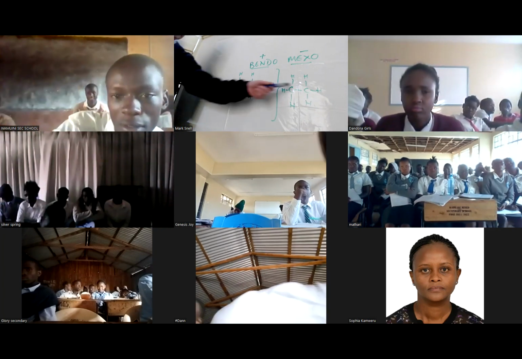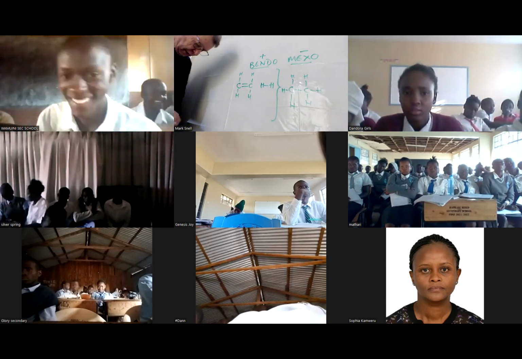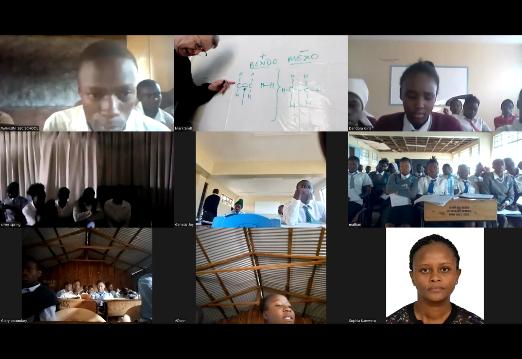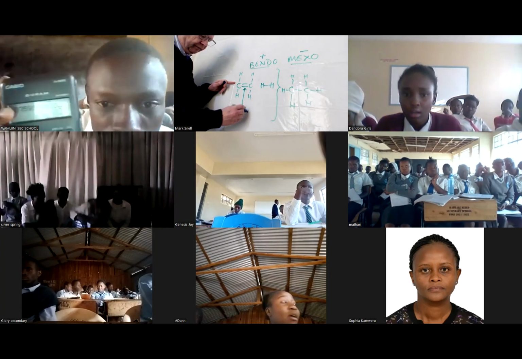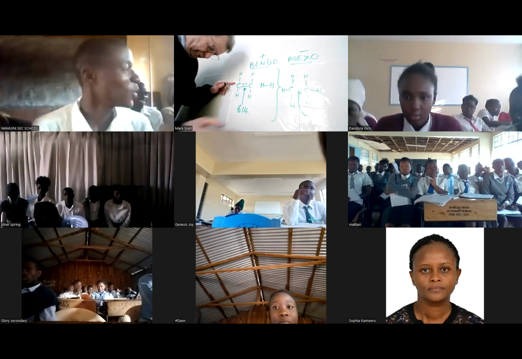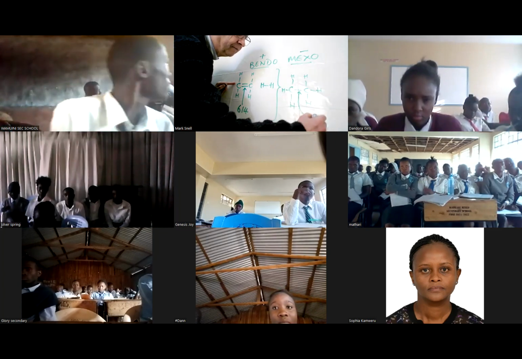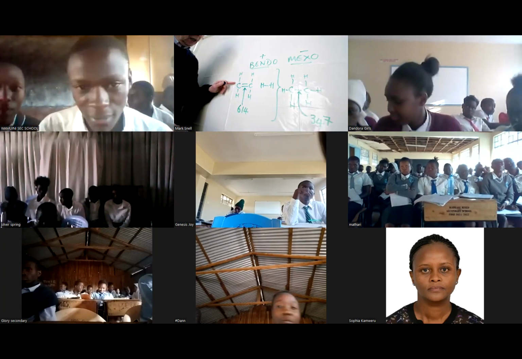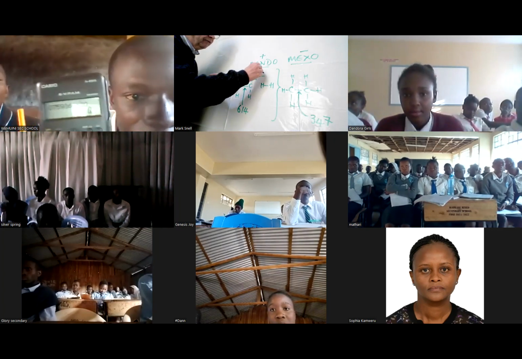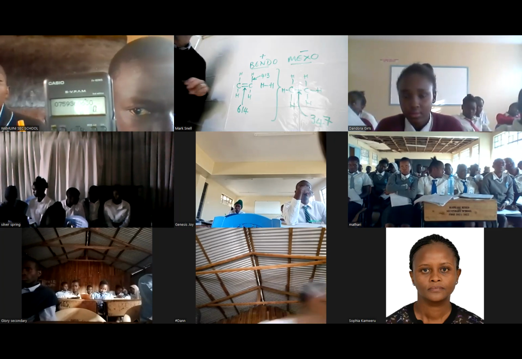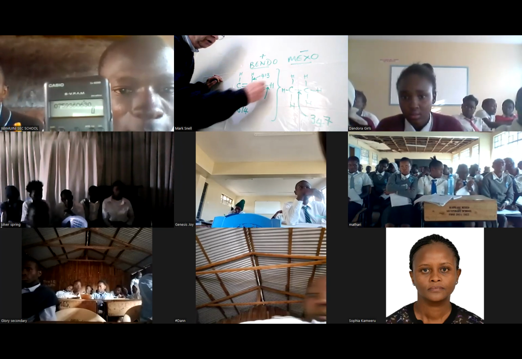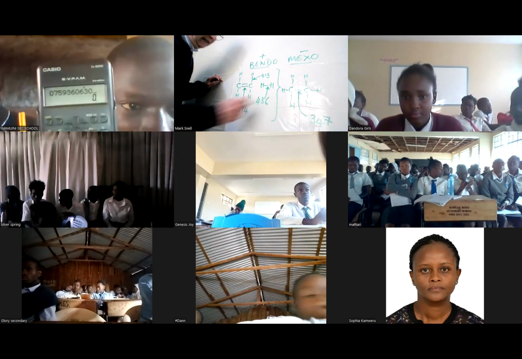Okay, I'm going to tell you what each bond is worth. A carbon to carbon double bond is worth 614, and a carbon to carbon single bond is worth 347. A carbon to hydrogen bond is worth 413. And a hydrogen to hydrogen bond is worth 436.